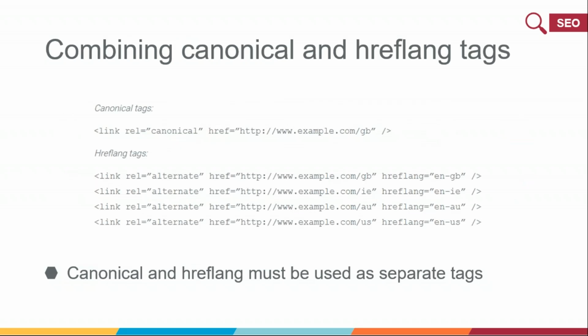Another mistake is combining canonical and hreflang tags. Canonical tags are used to show a search engine which page should be indexed as the master page and which pages are alternative versions and should not be indexed. Whereas hreflang tags show which page is the main page but do not block the indexing of alternative pages. So multilingual sites need to ensure that they are using self-referential canonical tags when combining with hreflang.